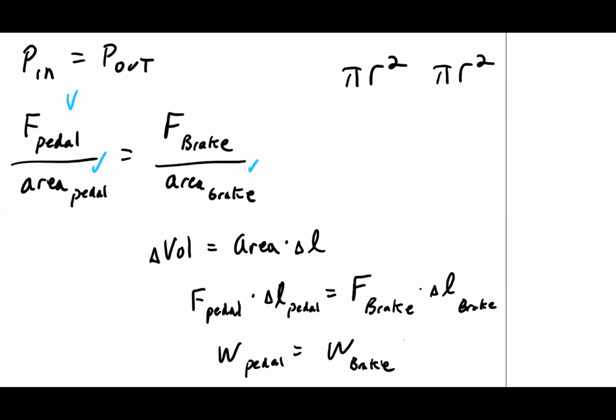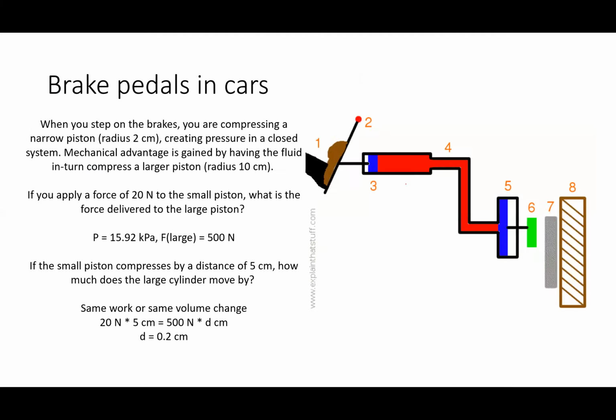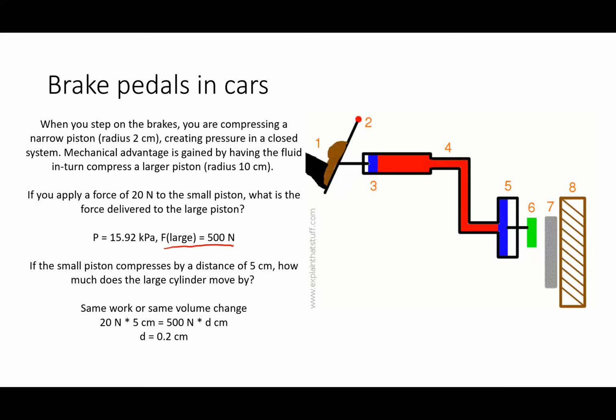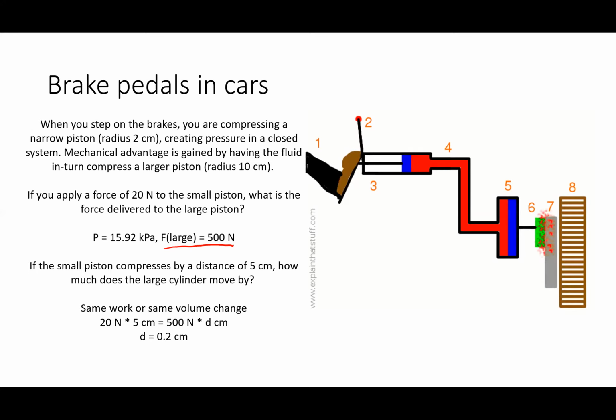I can also use the idea that the volume of fluid being moved is the area times the length. So the way I can interpret this is, if I am pushing on a small cylinder, the larger cylinder is going to experience way more force. So I get 500 newtons as the force on the large cylinder.